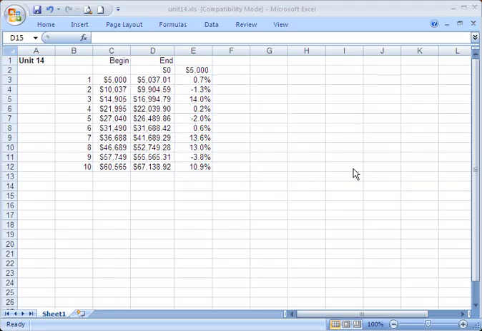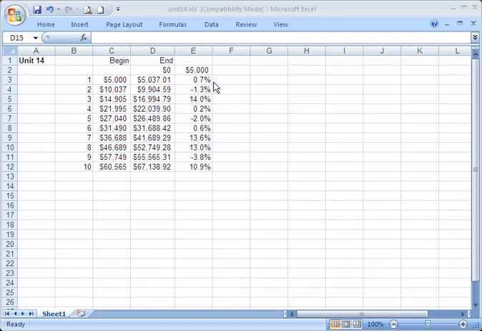Here's the spreadsheet we developed for the main question in Unit 14. We invest $5,000 each year for 10 years in a mutual fund. A real mutual fund goes up or down each year depending on the stocks that it owns. In our spreadsheet model, we used a random number generator to give us percentage changes each year from negative 5% to plus 15%.